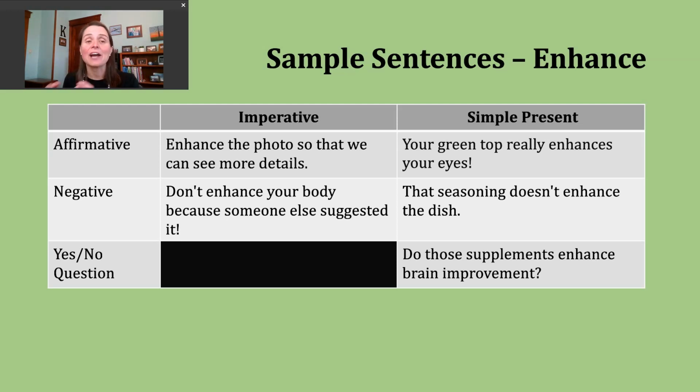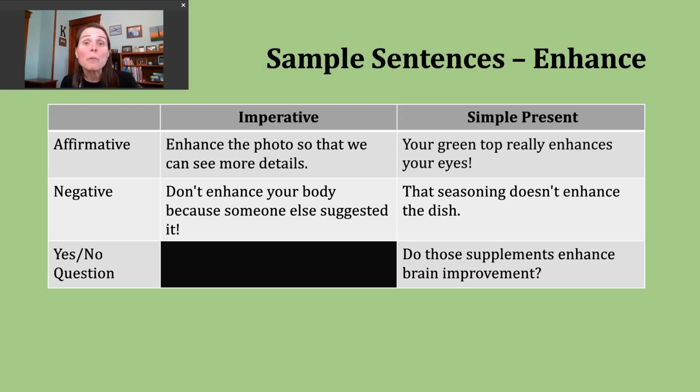So to make an affirmative sentence, I'm going to begin with just the base verb. So an example of this might be, enhance the photo so that we can see more details. Okay, so here we might be changing that sort of intensity or the quality of the photo. Right? You might think of this as sort of like being able to zoom in or repixelate the photo there.